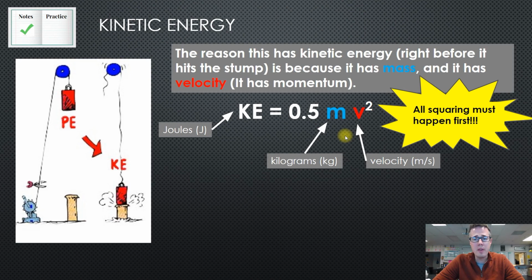One important thing to add to your notes, because I usually see this as a mistake, is that you have to do all your squaring first. When you're solving these kinds of equations, you have to do the squares first before you do any multiplying. Otherwise, you're going to get some wrong answers. If you're ready to move on and you have these things on your notes page, let's go ahead. Otherwise, please pause and make sure you have this information on your notes page.